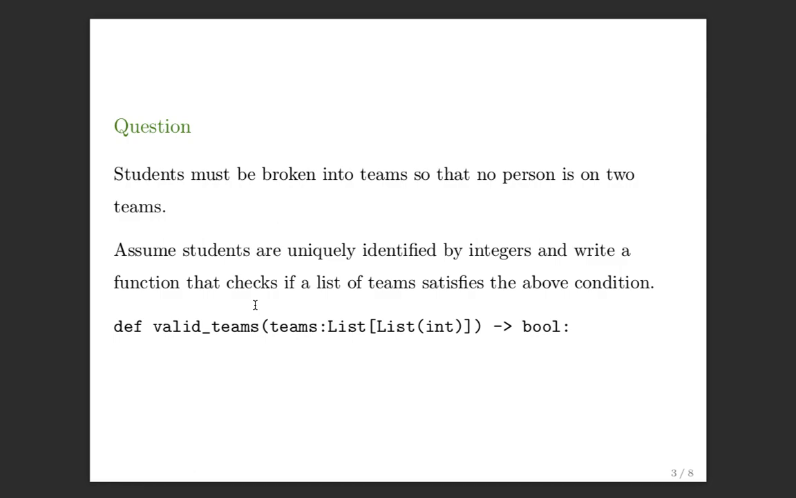So let's assume that students are uniquely identified by integers. And then let's write a function that checks that students are broken into teams so that no person is on 2 teams. Does that make sense? Okay. So I'm going to take just a list of teams and return a Boolean.